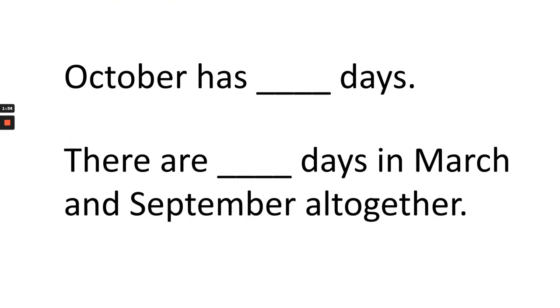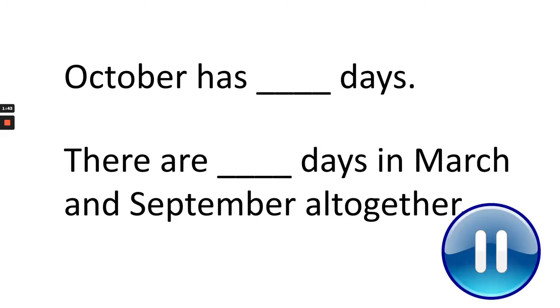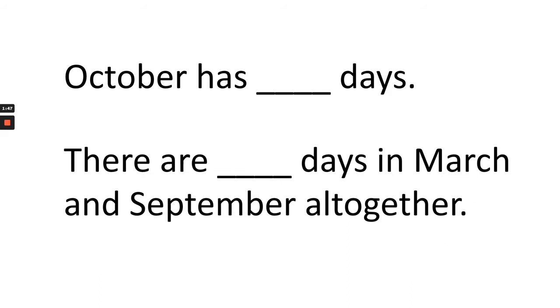October has blank days. There are blank days in March and September all together. Pause your video and have a go at those two. Okay, let's see how we got on. October has blank days. 30 days have September, April, June, and November. I didn't mention October. All the rest have 31 except for February.